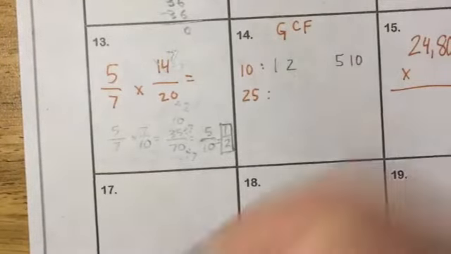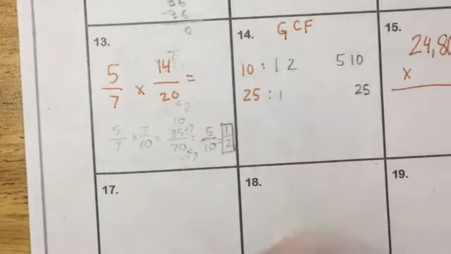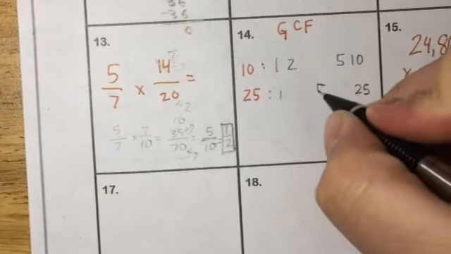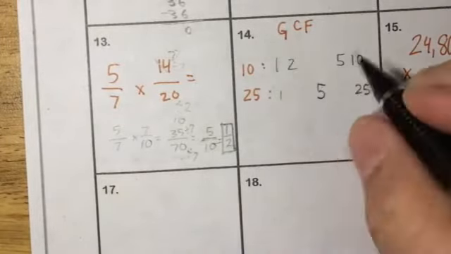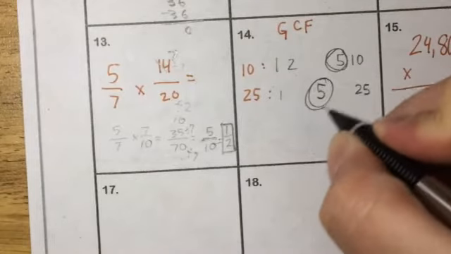My factors of 25 are 1 and 25. 2 and no number, 3 and no number, 4 and no number, and then 5 and 5. So my greatest common factor between 10 and 25 is 5.